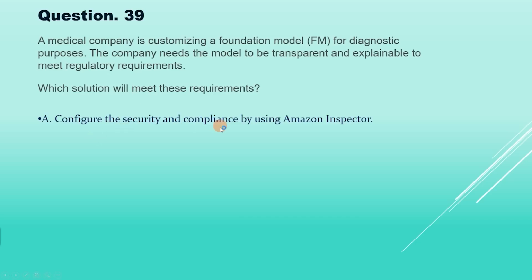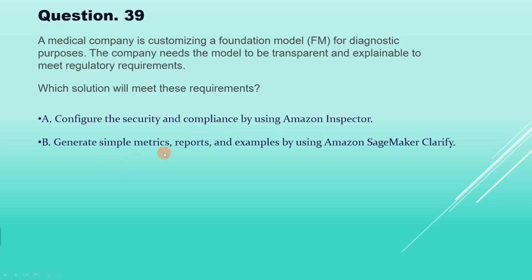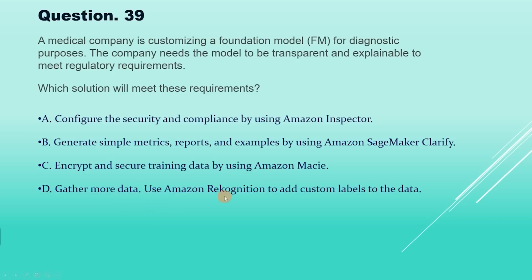A, configure the security and compliance by using Amazon Inspector. Option B, generate simple metrics, reports and examples by using Amazon SageMaker Clarify. Option C, encrypt and secure training data by using Amazon Macie. Option D, gather more data, use Amazon Rekognition to add custom labels to the data.